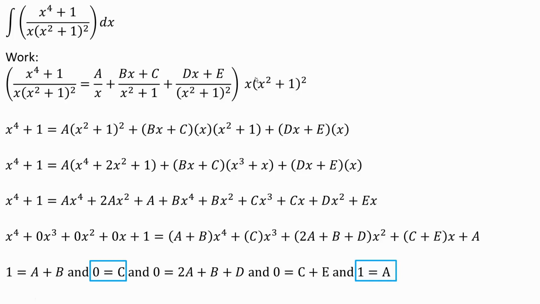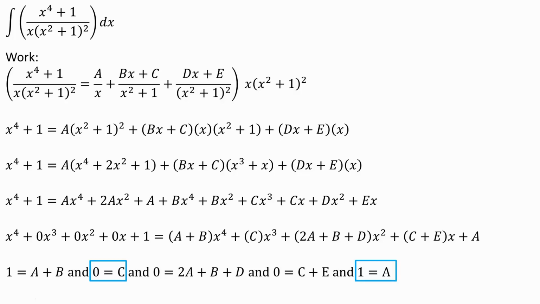And like always, the next step would be to multiply by the common denominator, which will be x times parentheses x squared plus 1 squared. And this will give us x raised to the 4th plus 1 is equal to A times x squared plus 1 close parentheses squared plus Bx plus C times x squared plus 1.